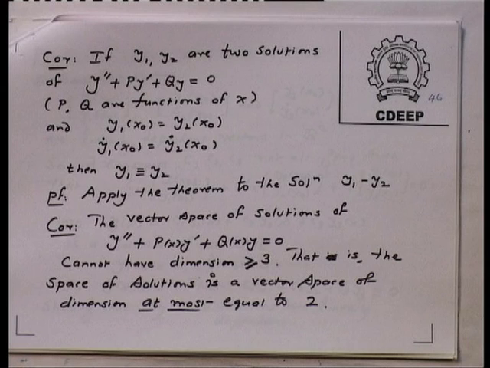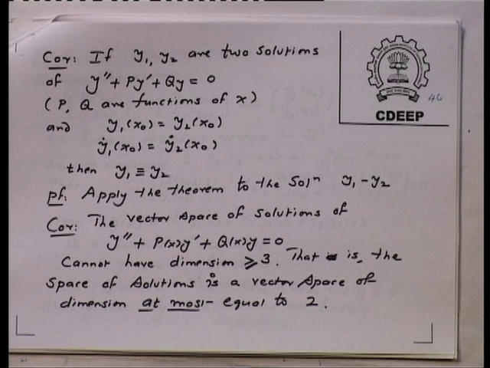Next corollary: the vector space of solutions of y double prime plus p(x) y prime plus q(x) y equal to 0 cannot have dimension greater than or equal to 3. That is, the vector space of solutions has dimension at most 2, and after that we will have to show that the dimension is at least 2. Then combining the two, you will conclude that the dimension is exactly 2. That would be the way.